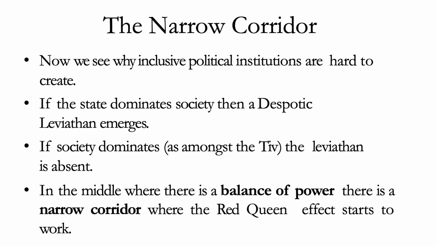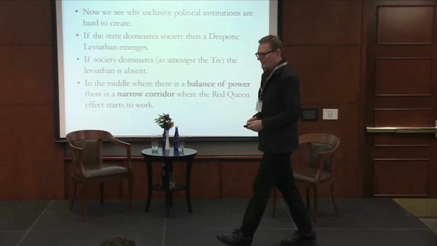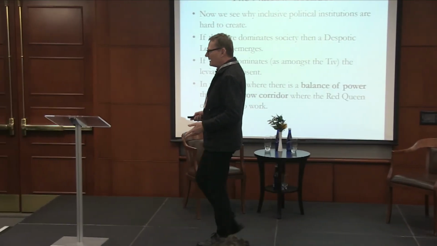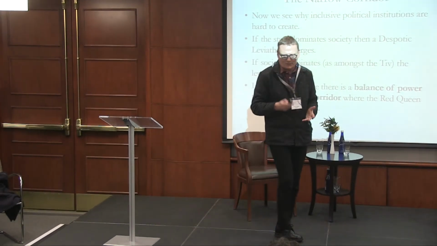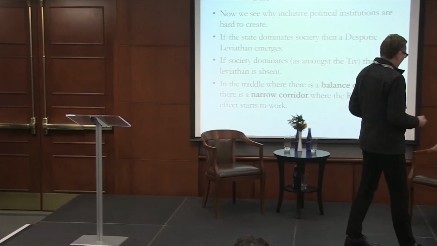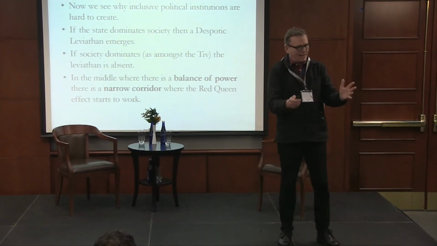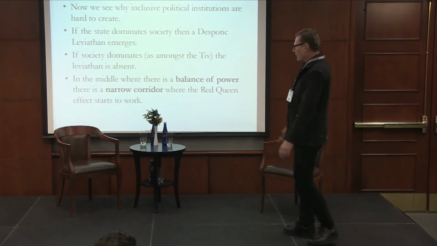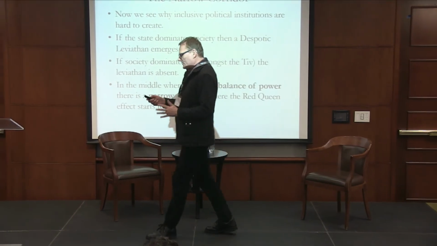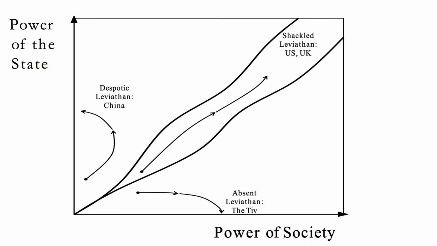That looks like a weird ethnographic example, but think of Lebanon. In Lebanon, society dominates the state too. Why is that? Same reason as amongst the Tiv. You don't want to concede authority to something you can't control. So the state dominates society, society dominates the state. In the middle is the thing I started describing with the Franks. There's a balance of power, or as we have in the title, we call this a narrow corridor.